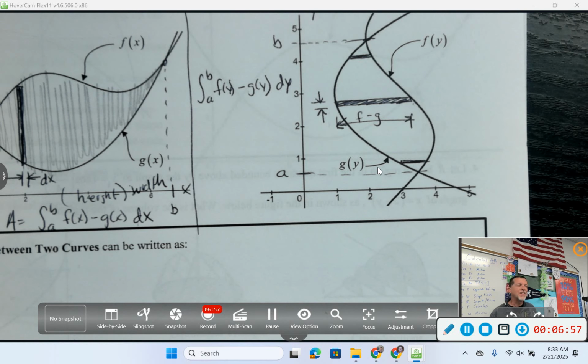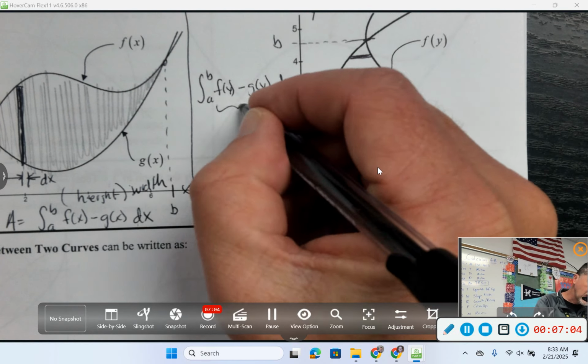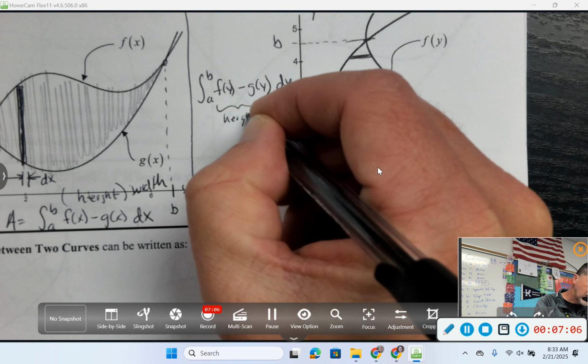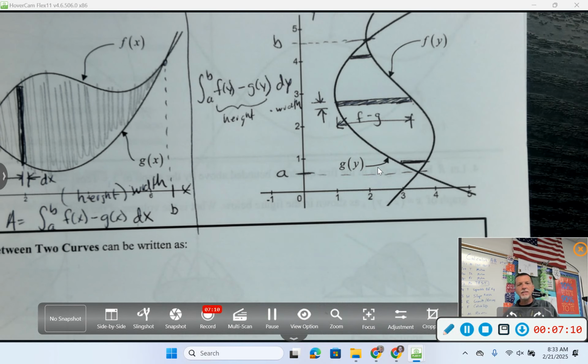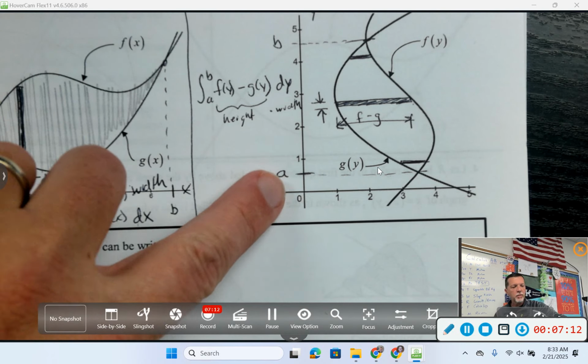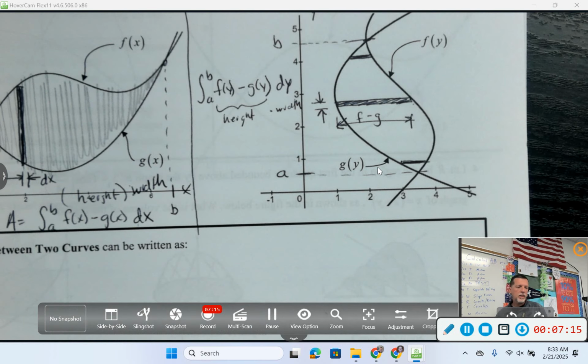Most students don't like the dy problems. I guess just because we're so used to dx that it throws us off. But it's kind of the same thing. It's still height times width. It's just things are in y, and the limits are y limits. We went from y equals a to y equals b.